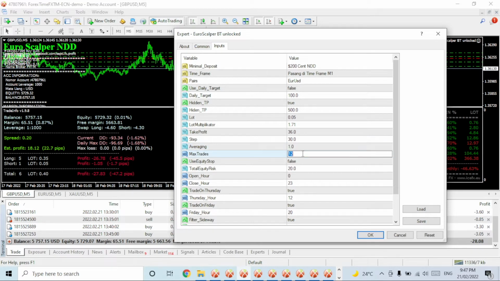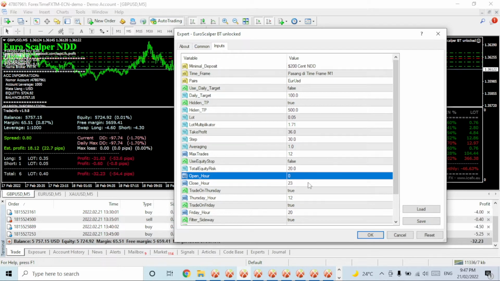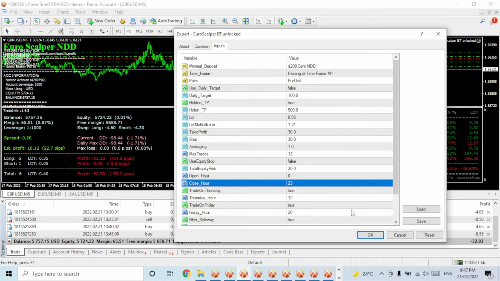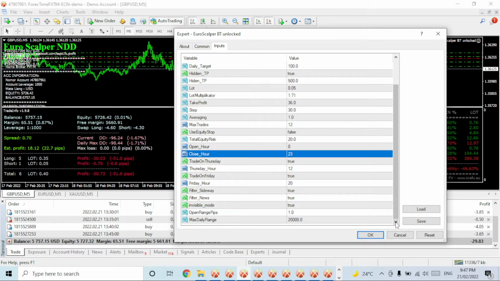Max trades, leave it on 12. Equity stop, you can use that if you want. If you just want it to trade Asian or London or US sessions, you change this open and close hour to those sessions. That is all up to you. But it has proven itself to be quite a profitable robot.